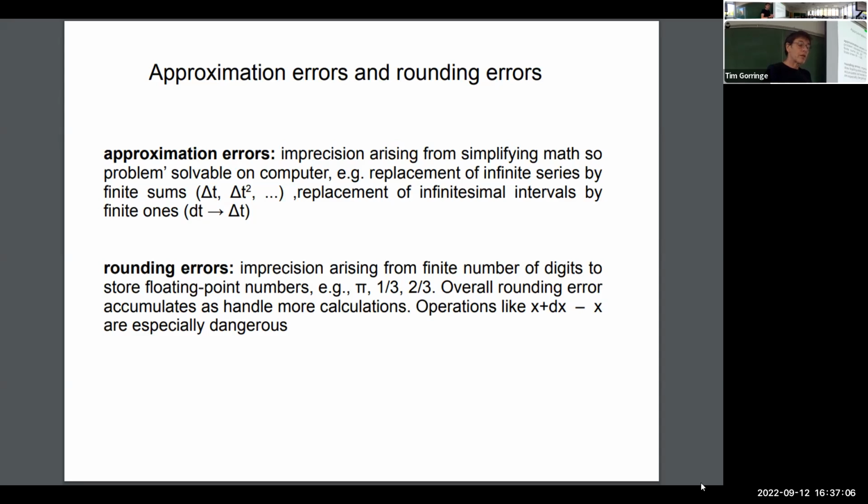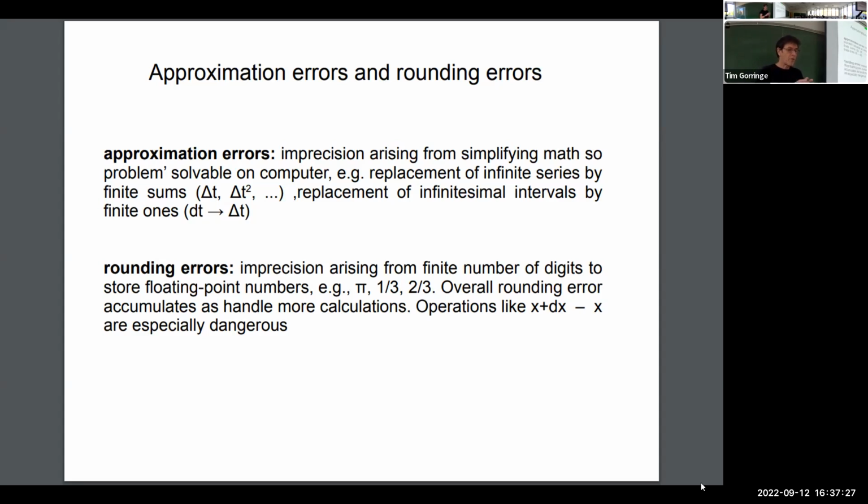And we'll be talking in today's class about the order of the approximation error. So when we take these little steps, delta t, we'll be talking about errors at the level of delta t squared or delta t cubed or delta t to the power 4. So those are all approximation errors.